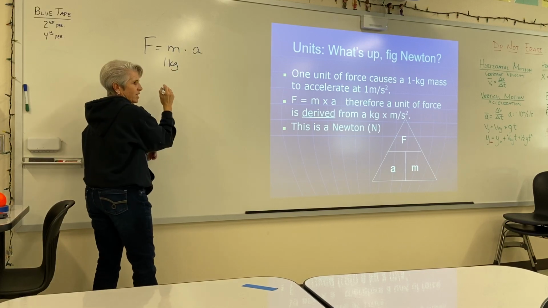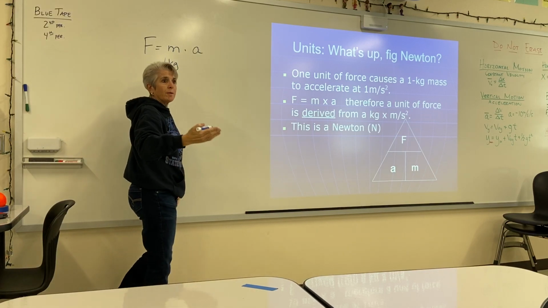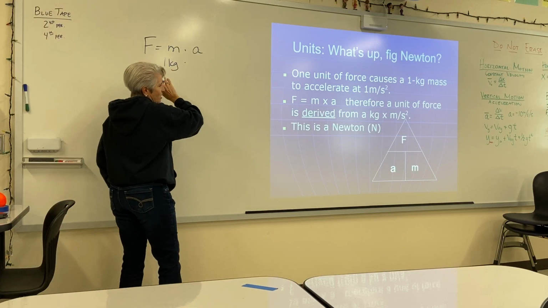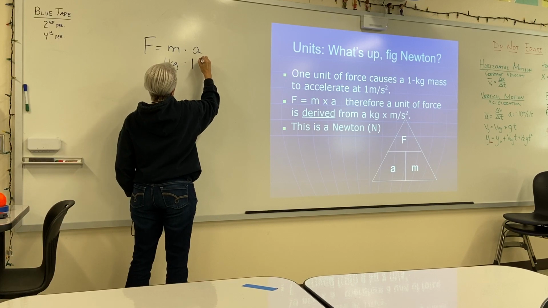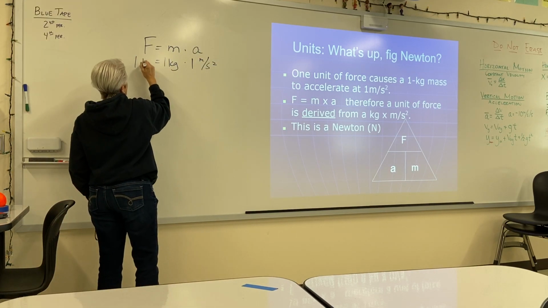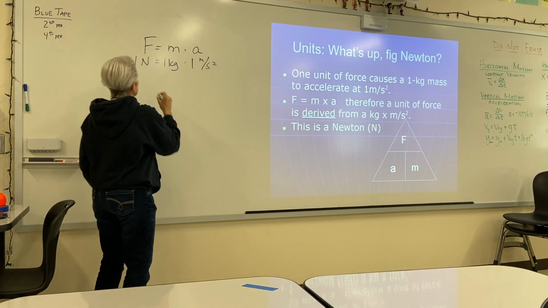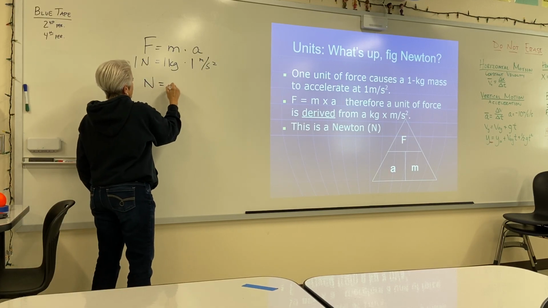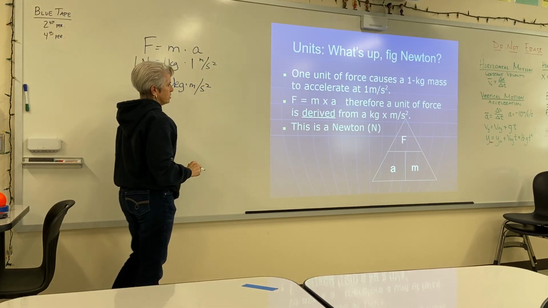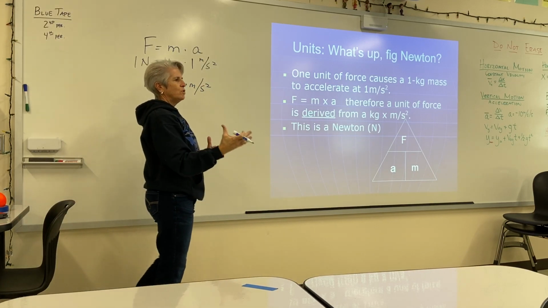If you get something in grams, you have to convert to kilograms. If we take a 1 kilogram mass and accelerate it at 1 meter per second squared, then we get 1 Newton. A Newton then is a kilogram meter per second per second. Like I said, it's a derived unit.